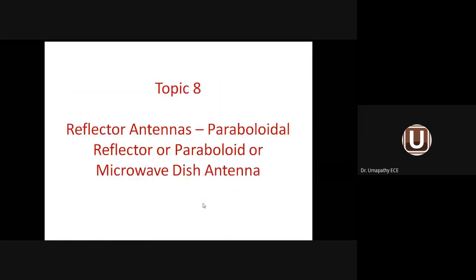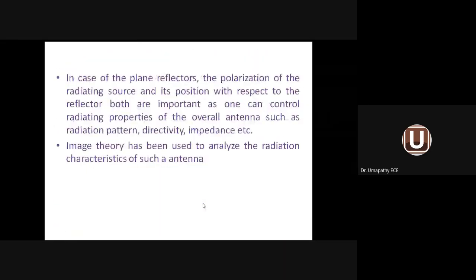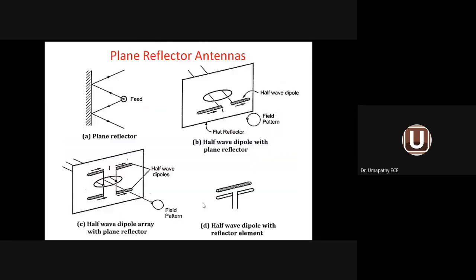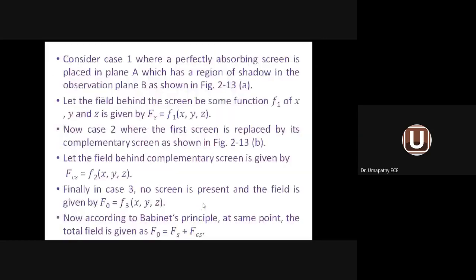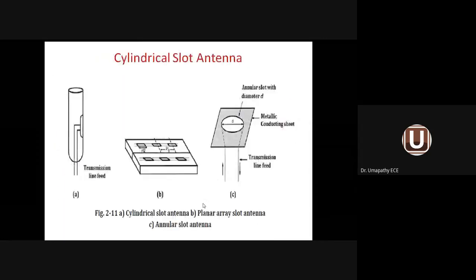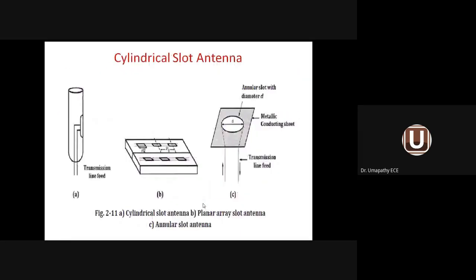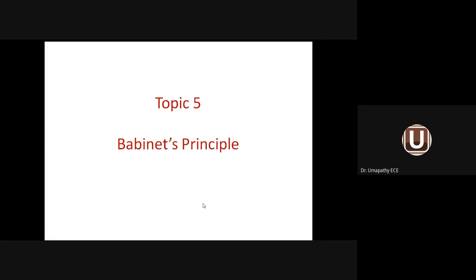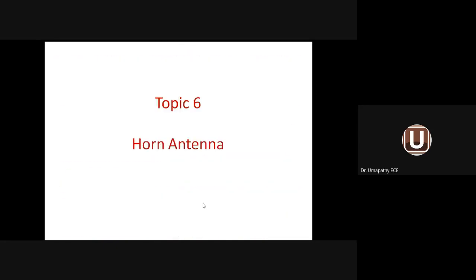So today we have seen the slot antenna: definition for slot antenna, introduction to slot antenna, methods of feeding the slot antenna. We have seen three methods of feeding the slot antenna. Method 1 using coaxial line, cylindrical slot antenna, boxed slot antenna, and Babinet's principle. In Babinet's principle, we are combining case 1 and case 2 to get case 3.